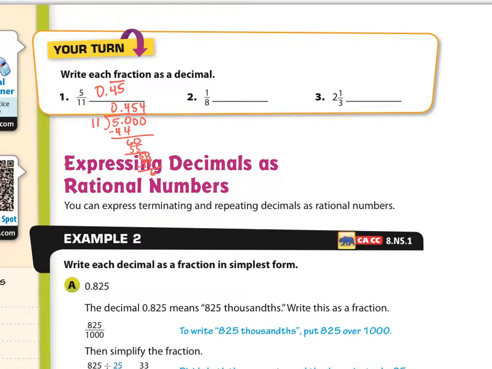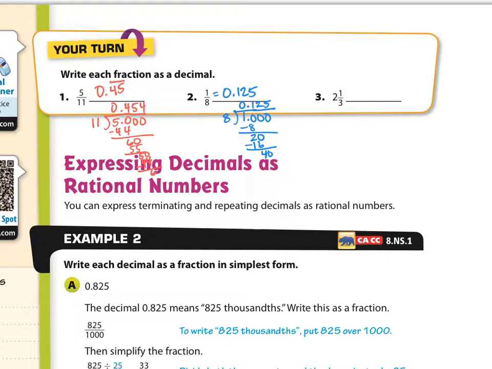Okay, number 2. 1 divided by 8 looks like this. 1 divided by 8. 8 goes into 1 0 times, so let's add some zeros after the decimal point here and bring up the decimal. 8 goes into 10 1 time. 8 goes into 20 2 times. And 8 goes into 40 exactly 5 times without any more remainder. So 1/8 is equal to 0.125.